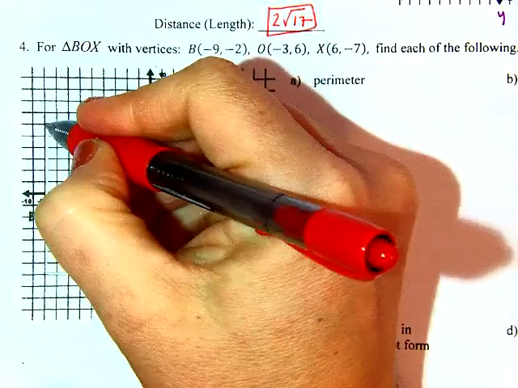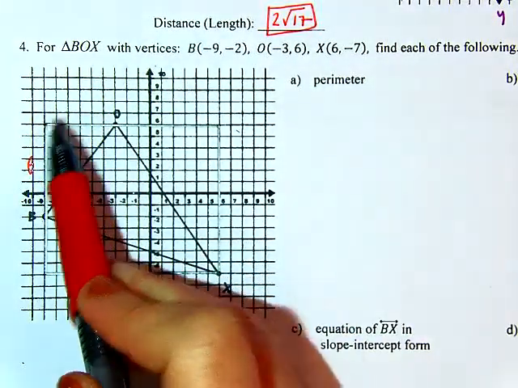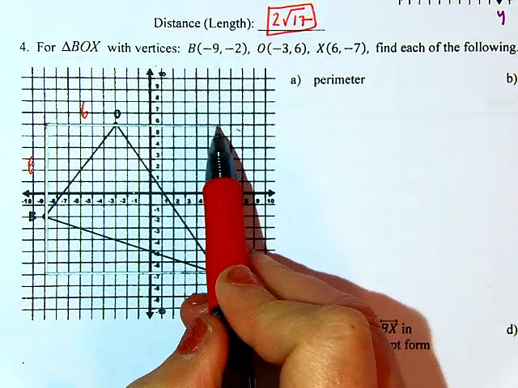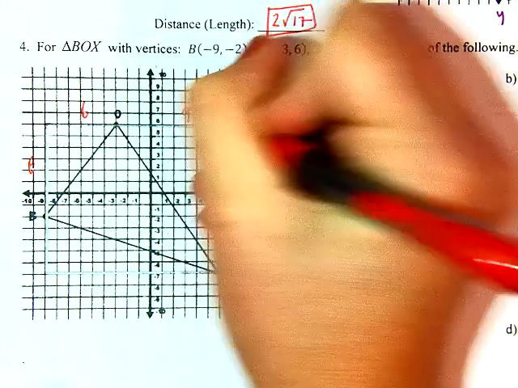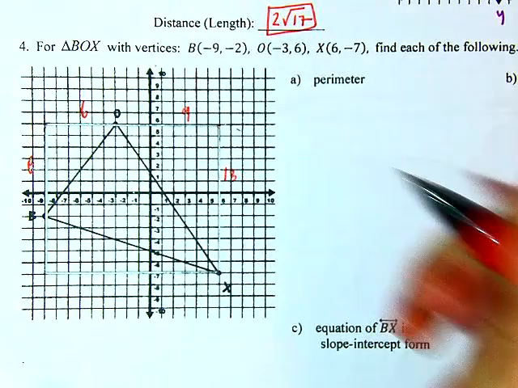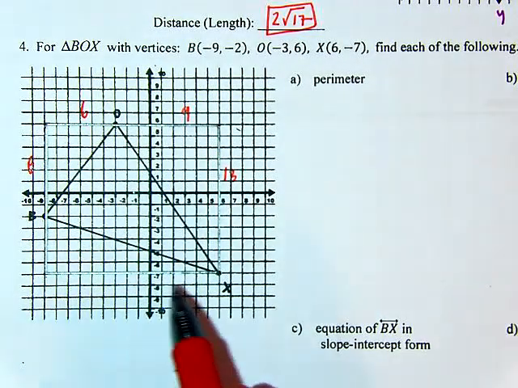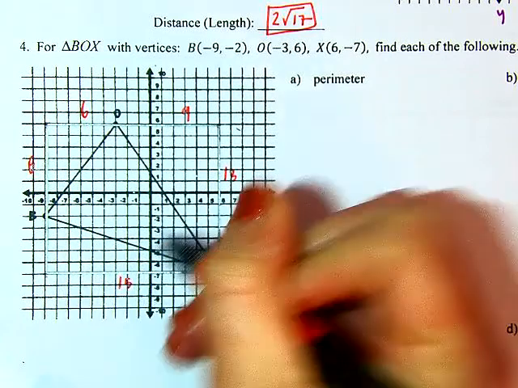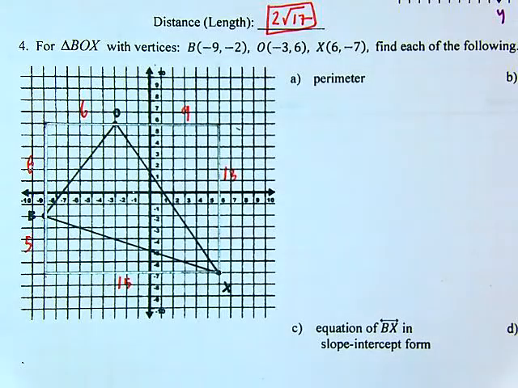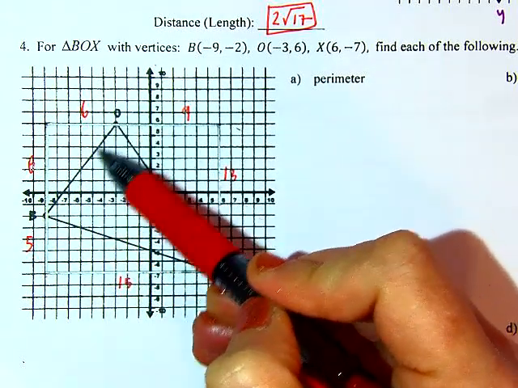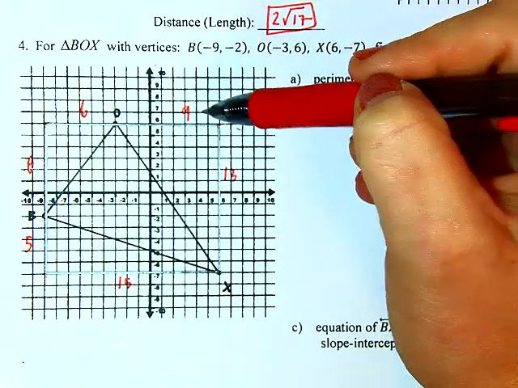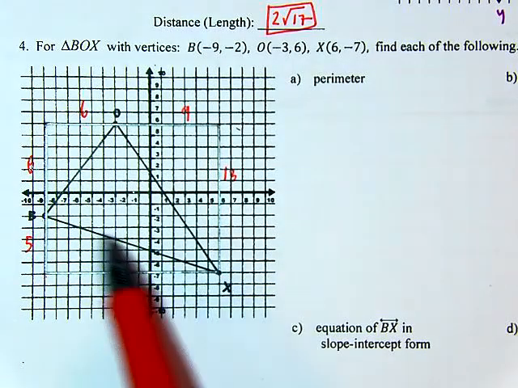So here, this is a span of 8 units. Here's a span of 6 units. This is a span of 9 units. Here's 13 units. Here's 15 units. And here's 5 units. Okay, so that helps me out if I'm trying to find the measure of BO, right? It's the hypotenuse of this right triangle. OX is the hypotenuse of this right triangle. And BX is the hypotenuse of this right triangle here.